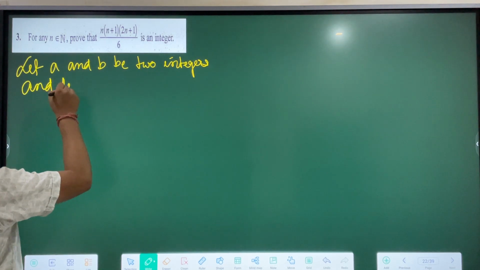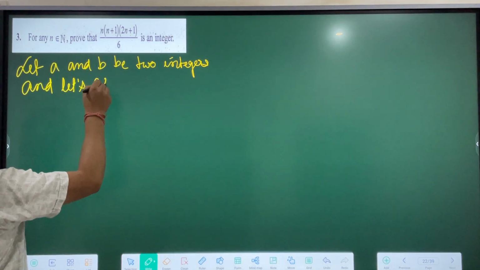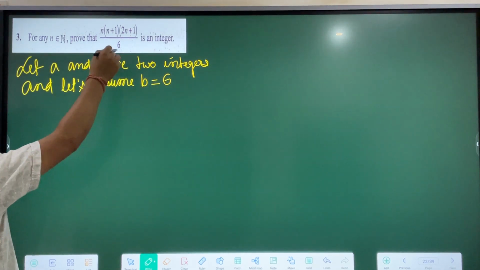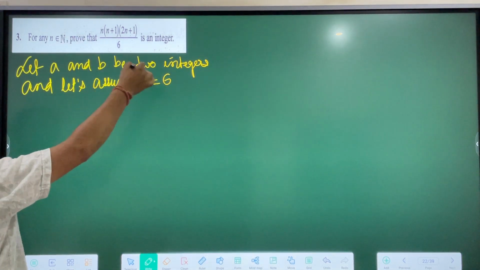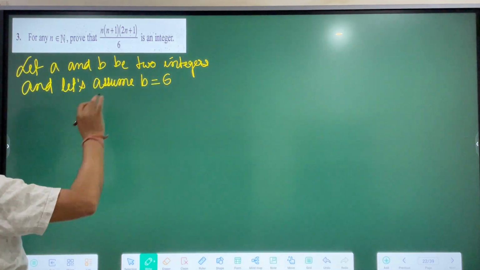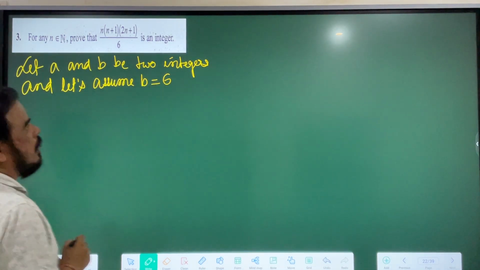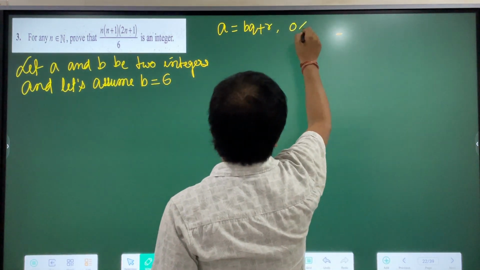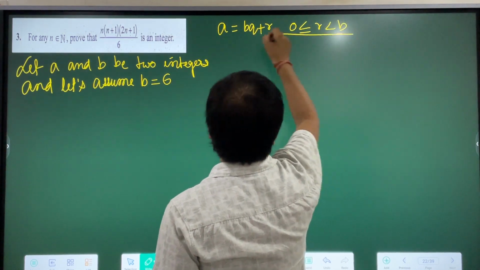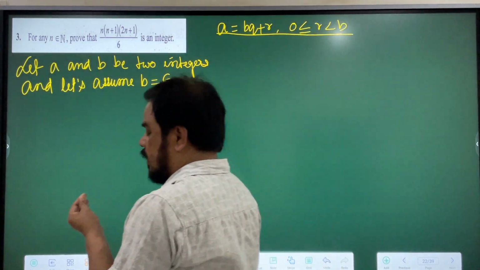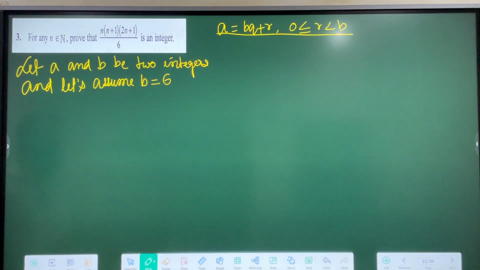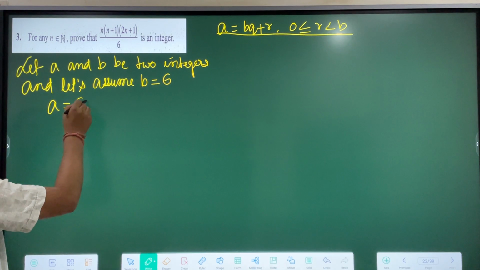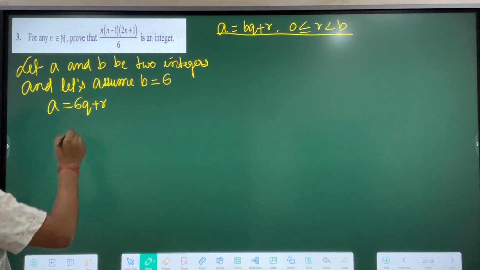And let us assume b is equal to 6, because 6 is here, so we can get it cancelled. Where we have the possibility to cancel 6, that is why b is taken as 6. So let me write again this one, a equals bq plus r. You have to write this again and again, then only you can remember. So now a equals bq plus r. Now we will write a is equal to 6q plus r.